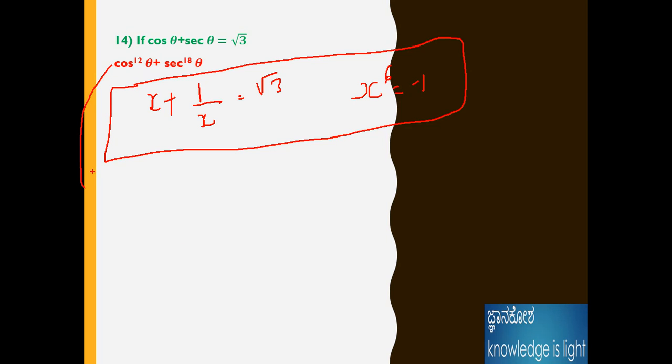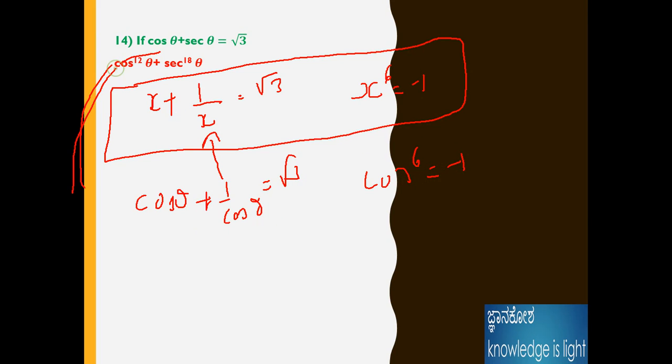Here the question is asking about cos theta, right? I am taking cos theta as one term, and the other as 1 by cos theta, equal to root 3. This is the same thing here. Therefore, cos 6 theta is converted to minus 1. Now I need to solve this one, right? Just I am converting as cos of 6 theta divided by 3, because theta I need, plus cos of 6 theta by 3.